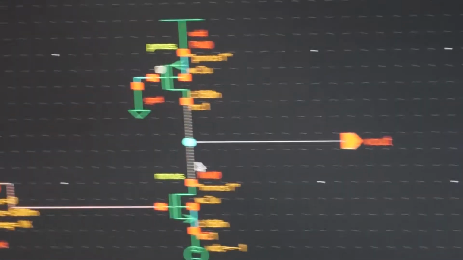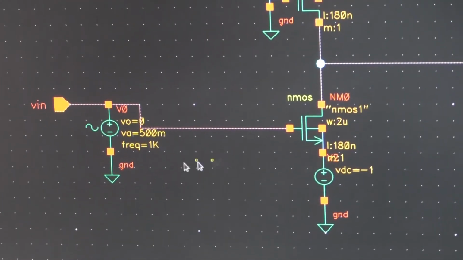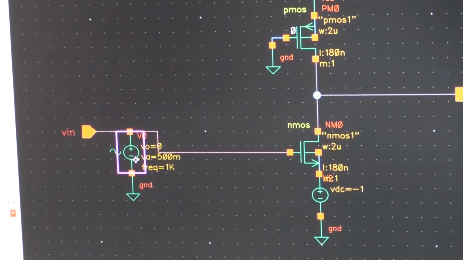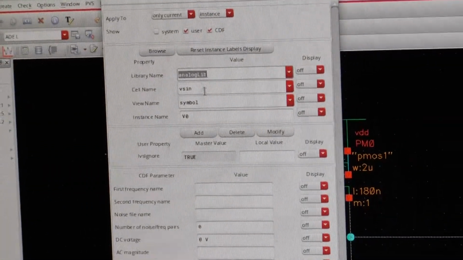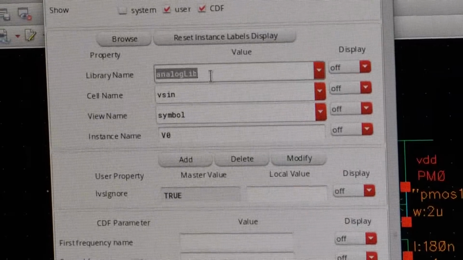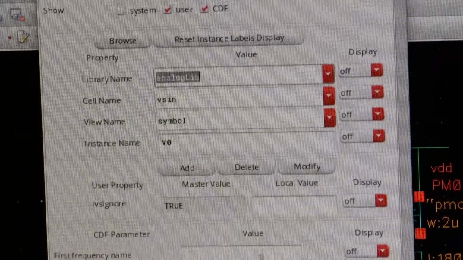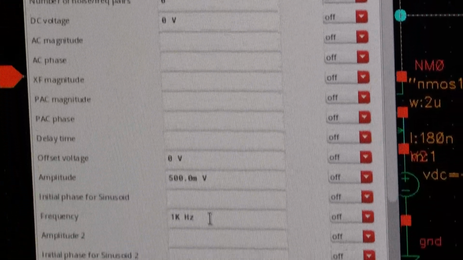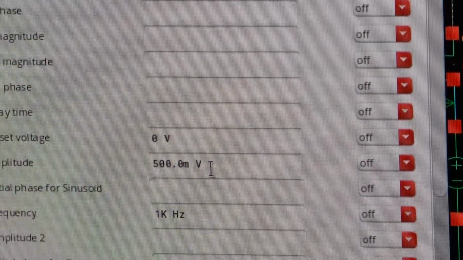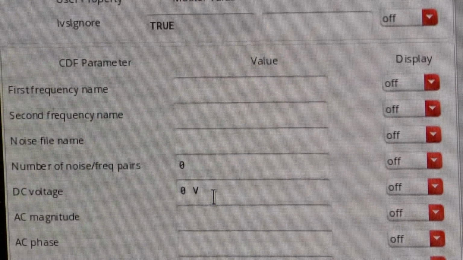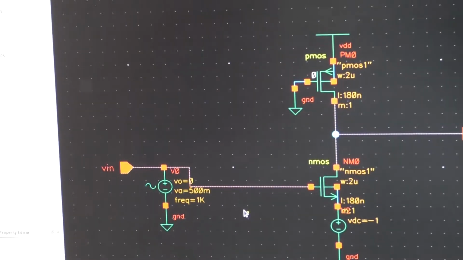Next, I have taken the input voltage from the V sine source. So I have taken this V sine source from the analog library, and this is a V sine source which simulates the sine wave signal, and the sine wave signal frequency is 1 kHz, as you can see here. The amplitude is 500 millivolts. The DC voltage is 0 volts. So this is the voltage which is applied at this point for amplification.